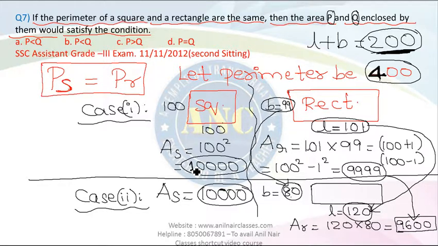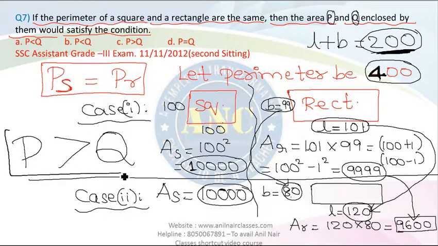That means the answer for this question is, area of square P is always greater than area of rectangle Q if the perimeter of the square and rectangle are absolutely the same. I hope this question is very clear for you. Option C should be the correct answer for this question.